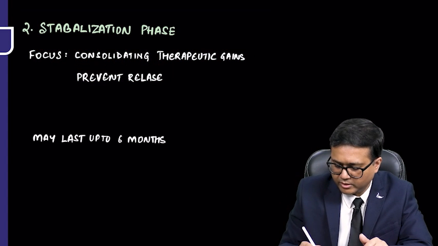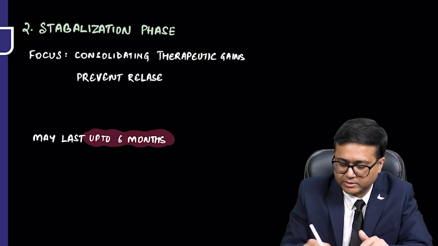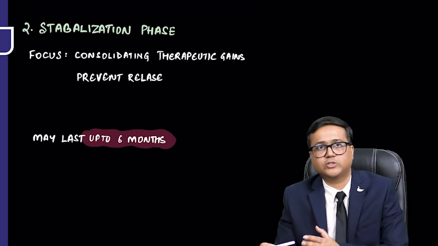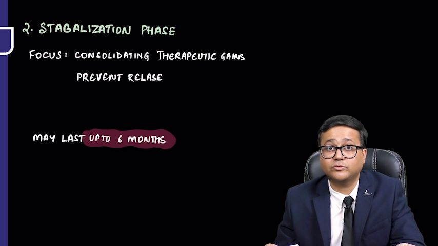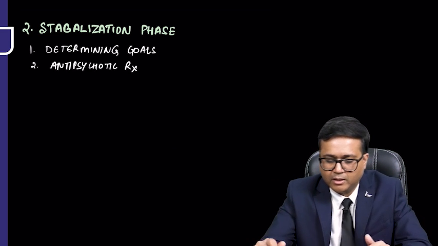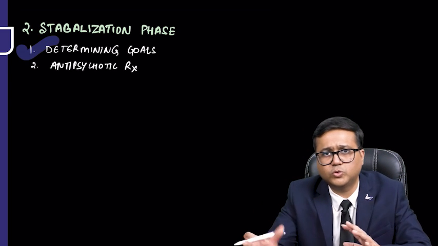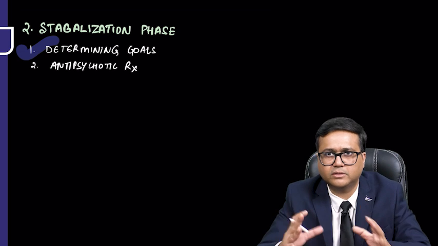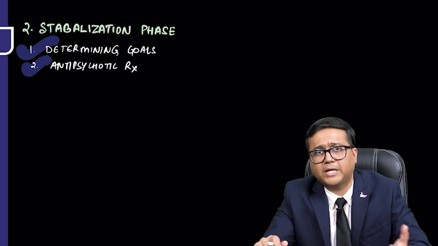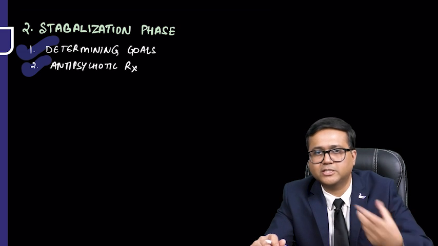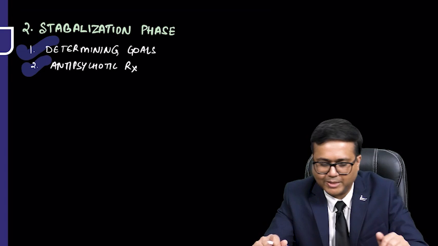Now, the duration of the stabilization phase is usually up to 6 months. Again, these are important durations which one should remember. We talked about the acute phase being around 4 to 8 weeks, and the stabilization phase being up to 6 months. Now, coming to the stabilization phase, first is determining the goals: patient related, caregiver related, and some may be for both. Then antipsychotic treatment, which is usually the same as in the acute phase. Antipsychotics which have shown good response in the acute phase, we usually continue in the stabilization phase.